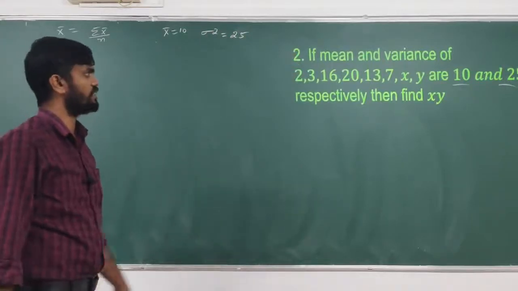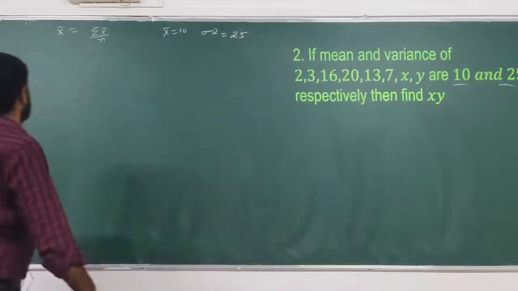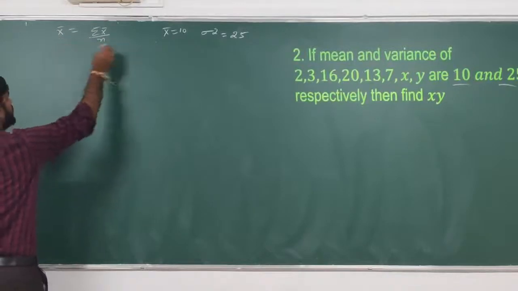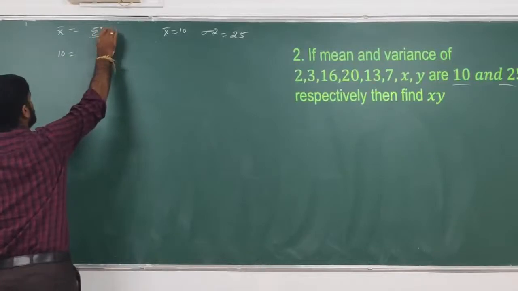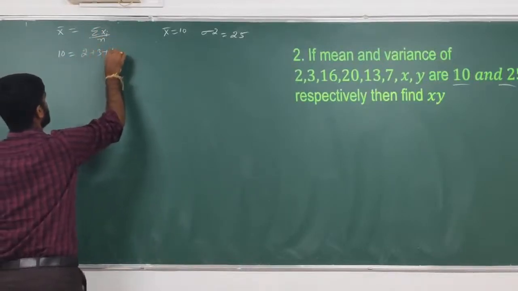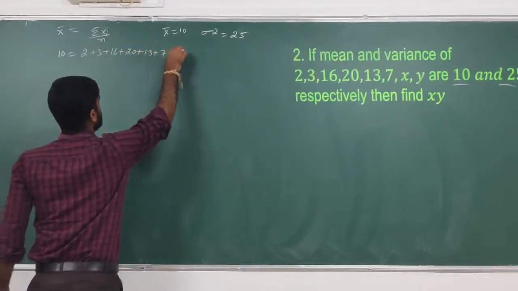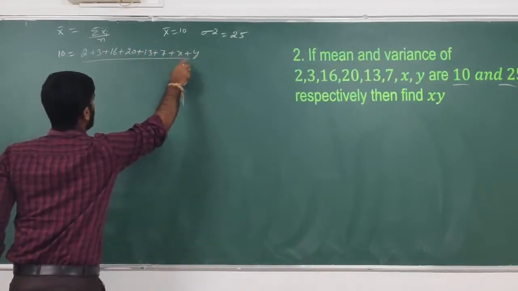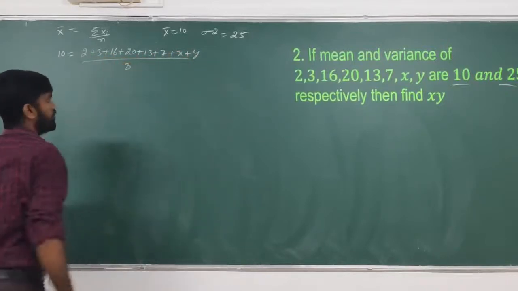After finding the value of x and y, we have to multiply those two, or directly we can find x into y. For that, x bar is equal to summation xi divided by n. The value of x bar is 10. This is summation xi, that is 2 plus 3 plus 16 plus 20 plus 13 plus 7 plus x plus y, whole divided by n. How many terms are there? 1, 2, 3, 4, 5, 6, 7, 8. Eight terms, so whole divided by 8.